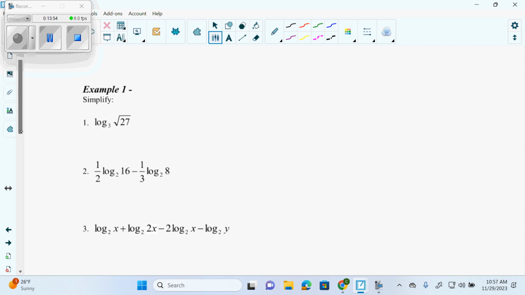So I have log base 3 of root 27. Does anyone remember how to make that root 27 not be a square root? Nope, we want to get rid of the root, not reduce it. Grade 10. How do you write root 27 not as a root?